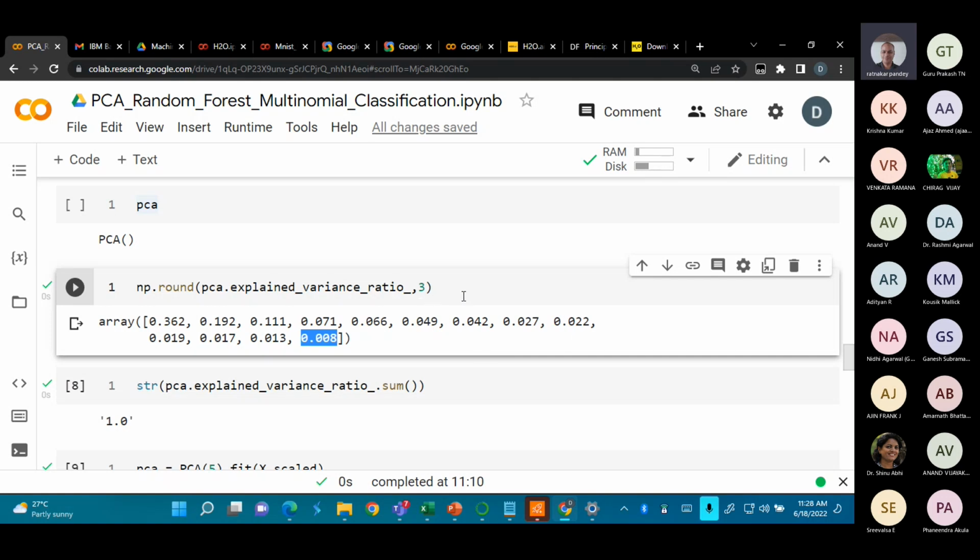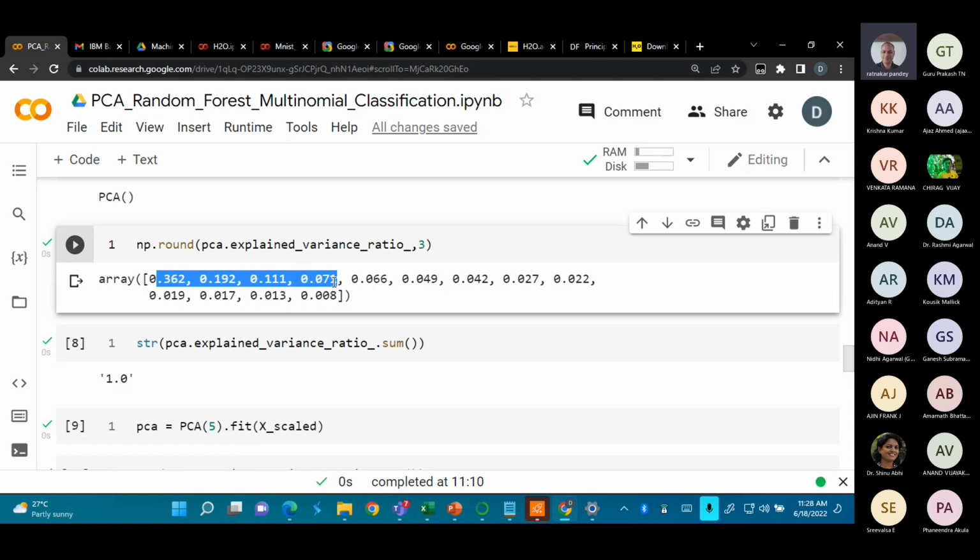So then how many of these components should I add up to get to 80% of the data's explaining power? Can somebody do the math and tell me? If you add up 0.36, 0.19, 0.11, 0.071, 0.06, and so on, where do we get to 80%? Correct. If you sum up the first 5 or 6, tell me where we get the 80% of the original data's explaining power. How many components are required for it?